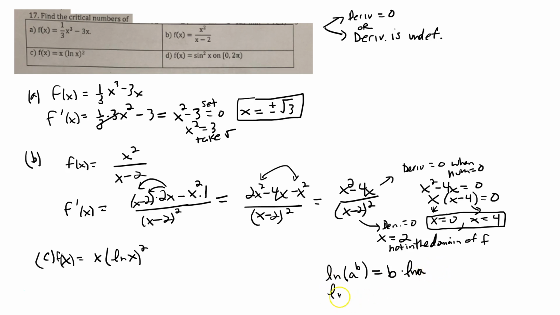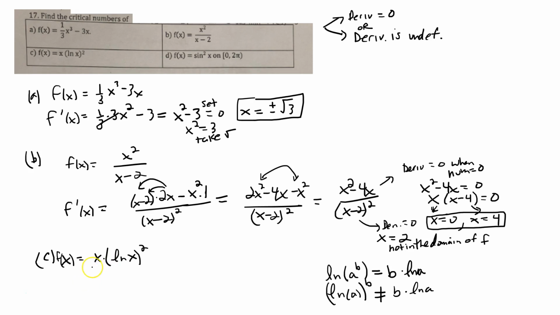But what if you have the natural log of a, and then the whole thing is raised to the b? You cannot execute this rule. If the log is part of the thing that's being raised to the power, you cannot bring that down in front. Alright, so don't get that mixed up. It's when the inside only is raised to that power. And so when we're here, there's no 2. We can't bring this 2 down in front.